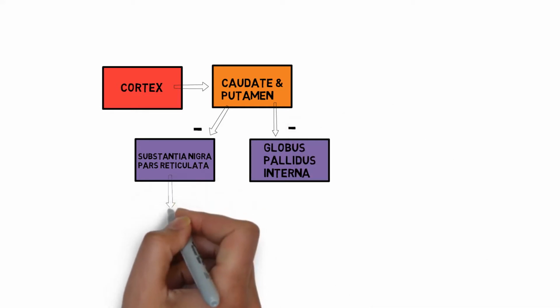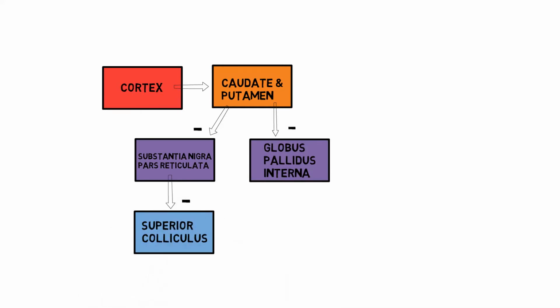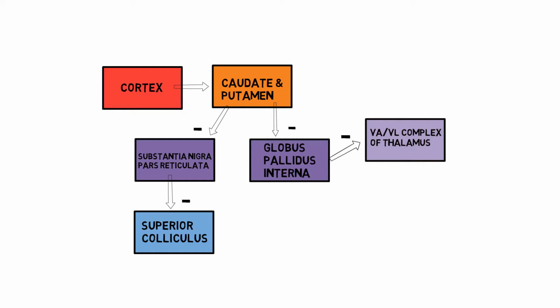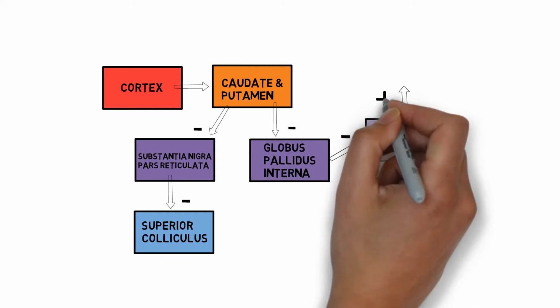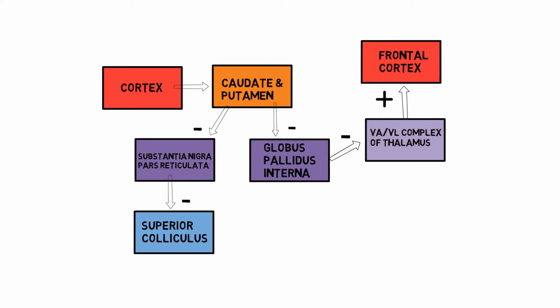The substantia nigra pars compacta sends inhibitory input to the superior colliculus, while the globus pallidus interna sends inhibitory input to the ventral anterior and ventral lateral nuclei of the thalamus. The ventral anterior and ventral lateral nuclei of the thalamus send excitatory input to the frontal cortex of the brain.